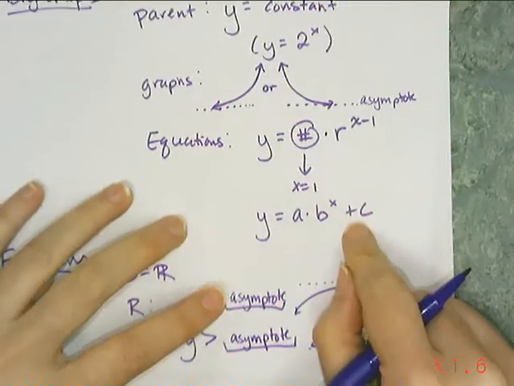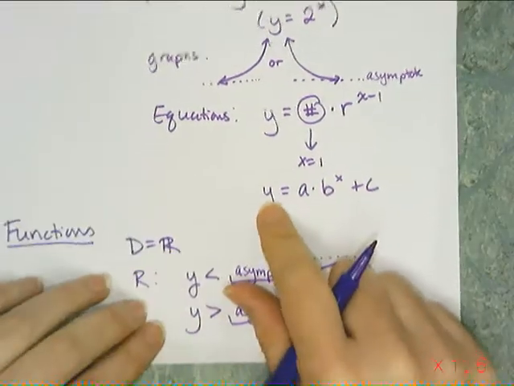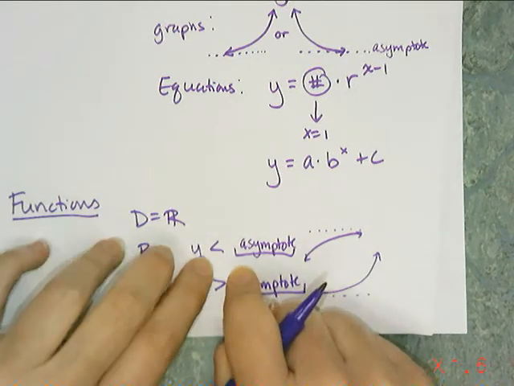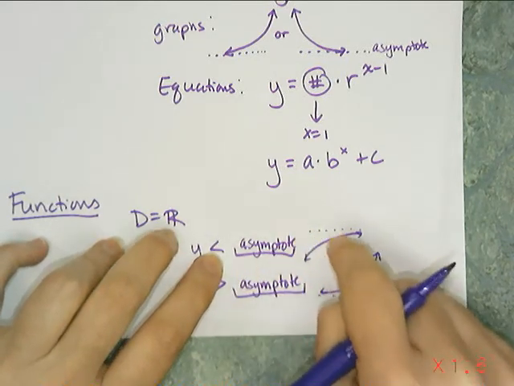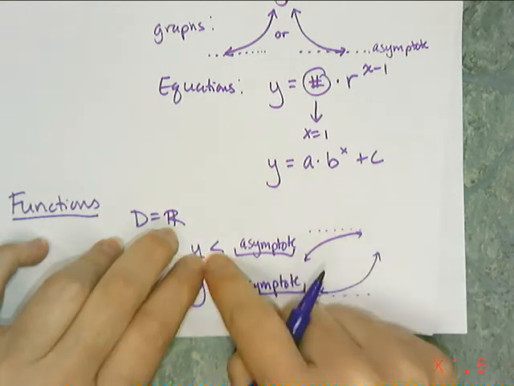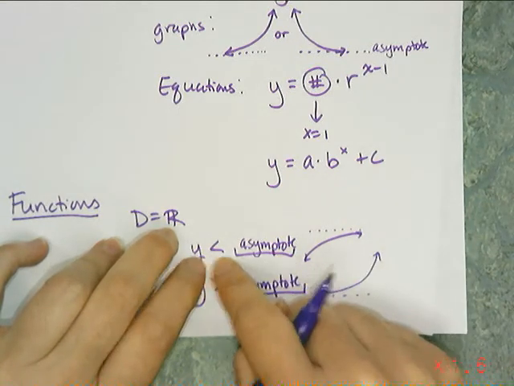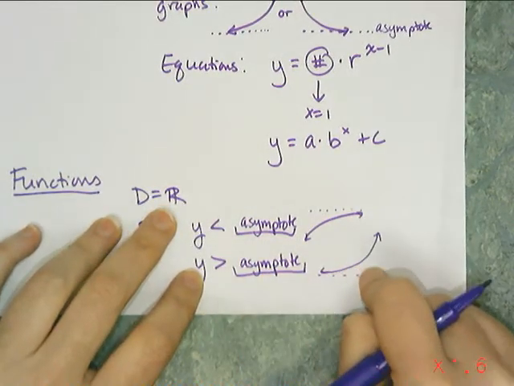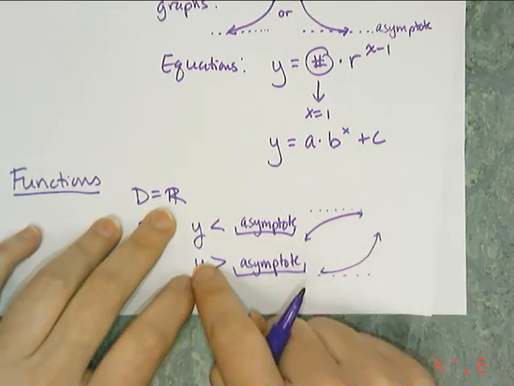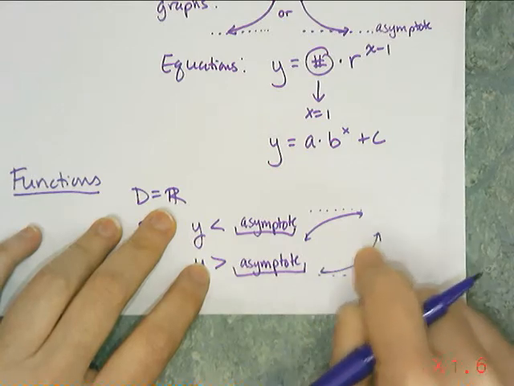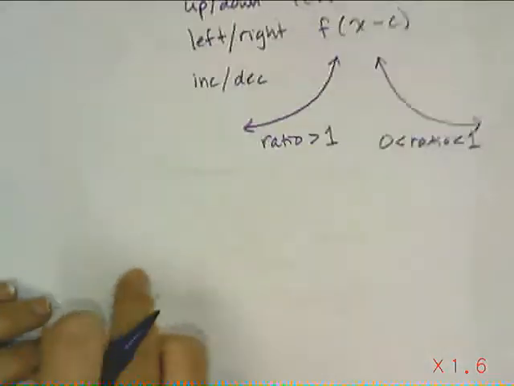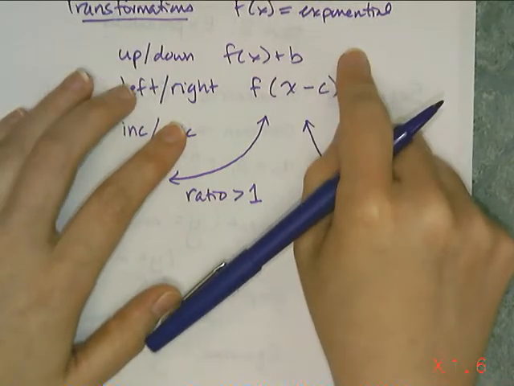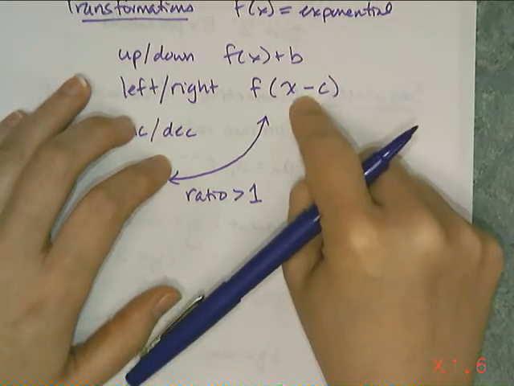And I can add on that plus c to move the graph up or down. The domains were always all reals. The ranges had to deal with the asymptote. So I had to figure out where the asymptote was, and if the graph was below it, the y values would be less than or equal to the asymptote. If the asymptote was below the graph, then I know that the y values are greater than the value of that asymptote.